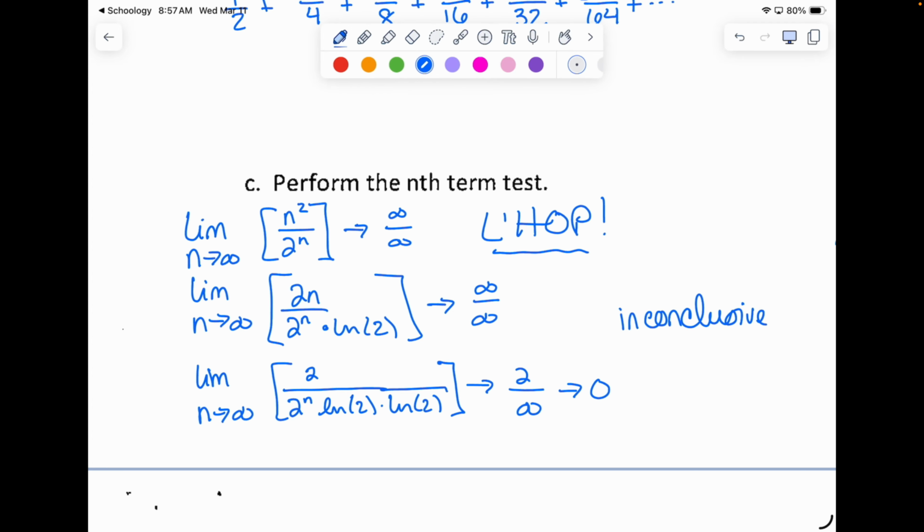That one also came out in indeterminate form, infinity over infinity. So I L'Hopital'd it one more time. And then the last time, 2 over 2 to the n times natural log of 2 squared gave me 2 over infinity. That approaches 0, which is great. It doesn't diverge, but it's inconclusive. I still haven't proved that it converges.